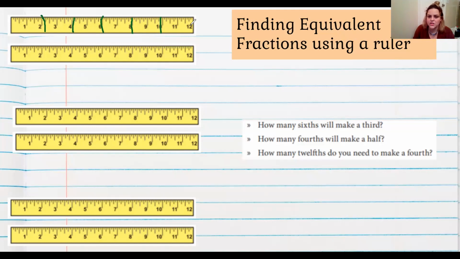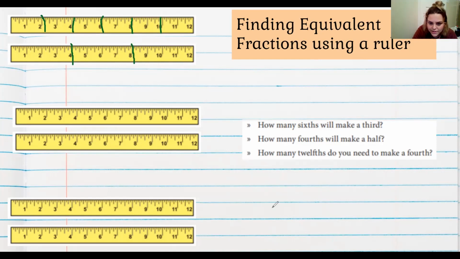And then the question is, how many sixths will make a third? So I'm gonna use the second ruler to compare, to make thirds, and then figure out how many sixths would make a third. So I'm using the same color. Now instead of dividing 12 by 6, I'm gonna divide 12 by 3. So 12 divided by 3 would mean that each section would be 4 inches. Now I have thirds: 1/3, 2/3, 3/3.